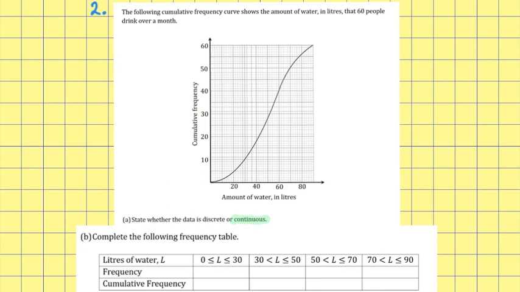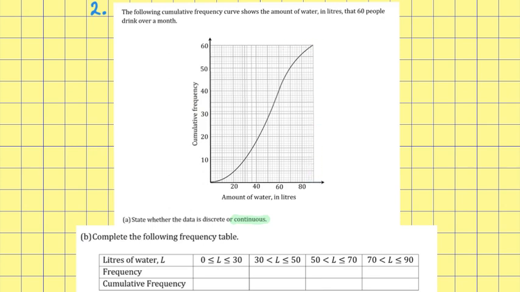Part B. Complete the following frequency table. So we're given a frequency table with the groups already given. We're asked to find the frequency and the cumulative frequency. Well, we can work backwards from the graph. We can find the cumulative frequencies, and remember, it is always the upper bound and the cumulative frequency that are plotted. So we can look for the cumulative frequency at 30 and read it off, 50 and read it off, 70 and read it off, 90 and read it off.